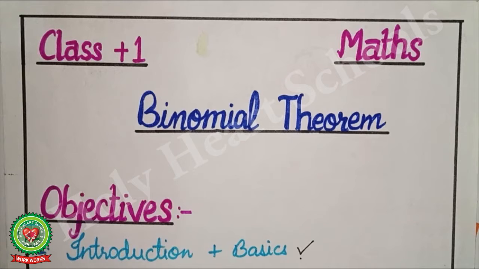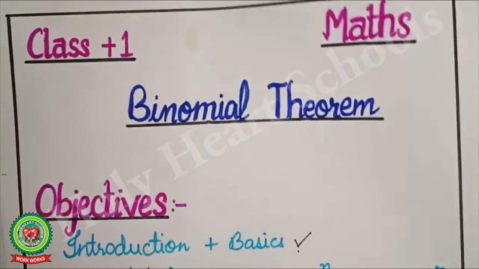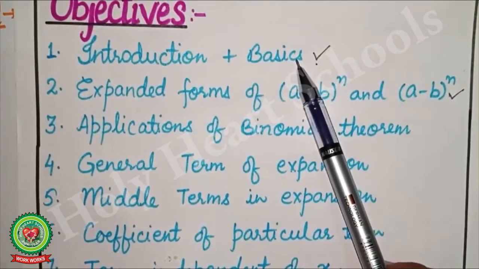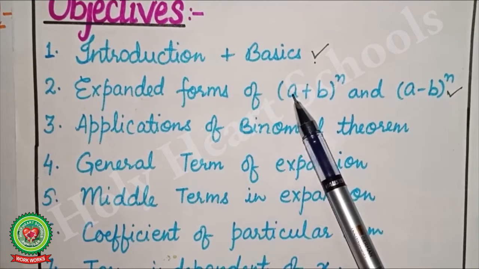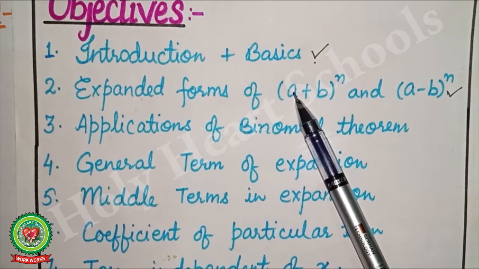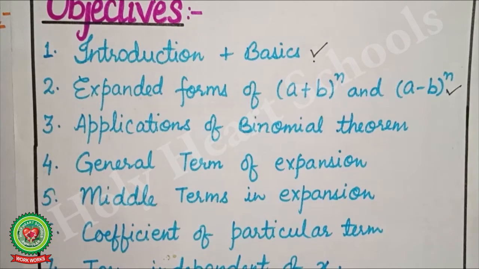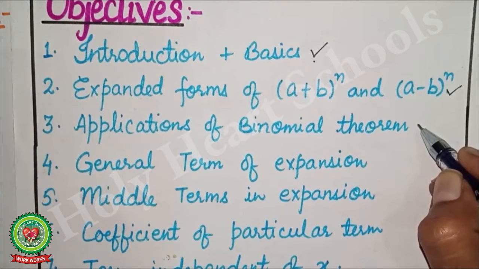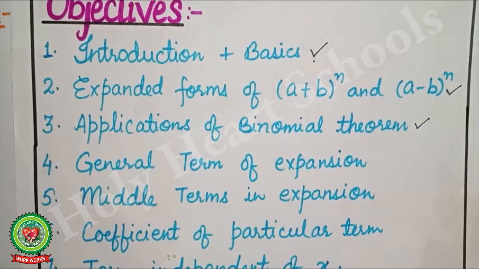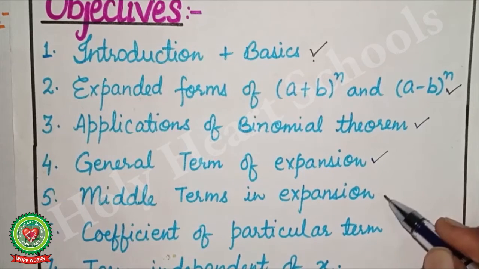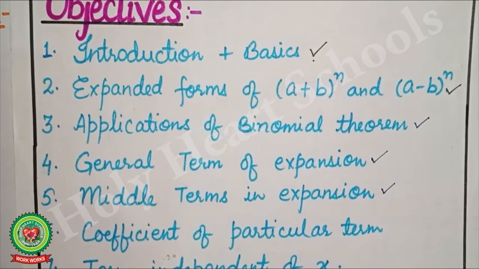Students, we were doing the topic binomial theorem and we have completed its objectives, that is, first, the introduction and the basics of the binomial theorem. Second, expanded forms of (a + b)^n and (a - b)^n. Then third, applications of the binomial theorem. Fourth, general term of expansion. Then fifth, middle terms in expansion.